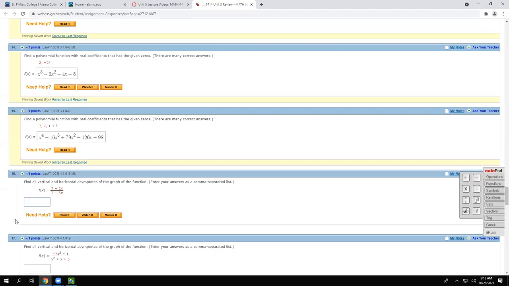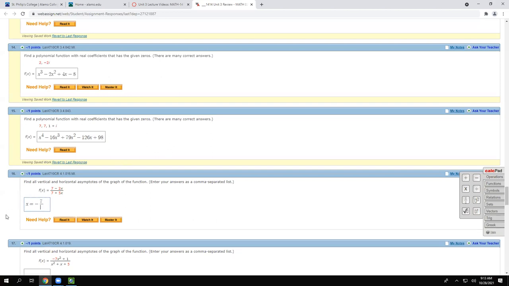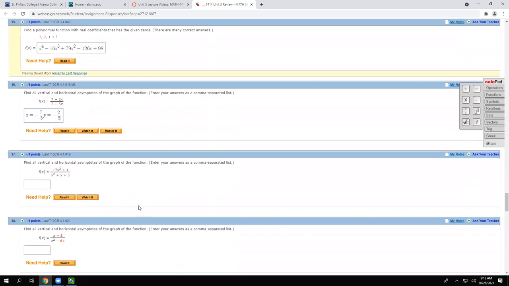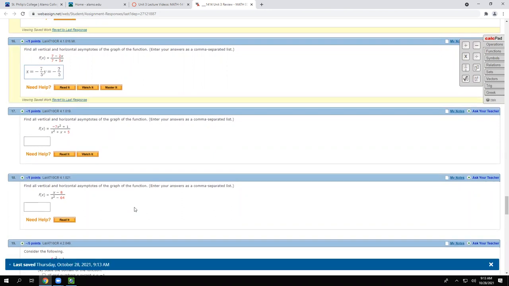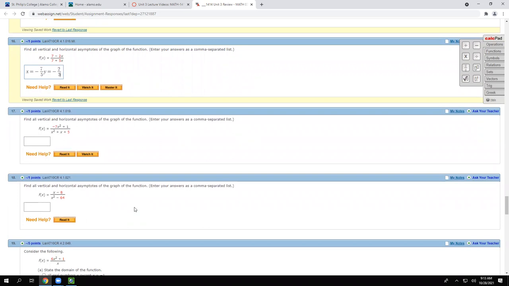Okay, so in here, I'm just gonna type in x equals -7/5, and then y equals -2/5. And that's all I need there. We've got a couple more. Again, you're not gonna have that many on the test, right? But if you have all the different scenarios, chances are you'll be able to do the one that's on the actual test.